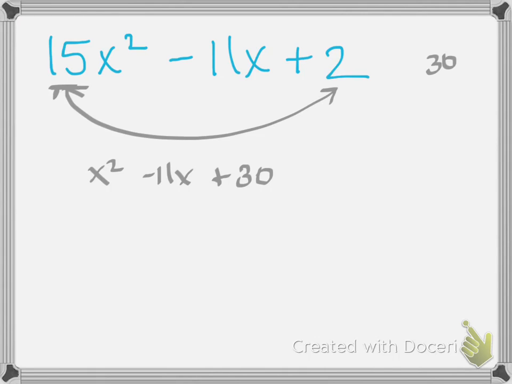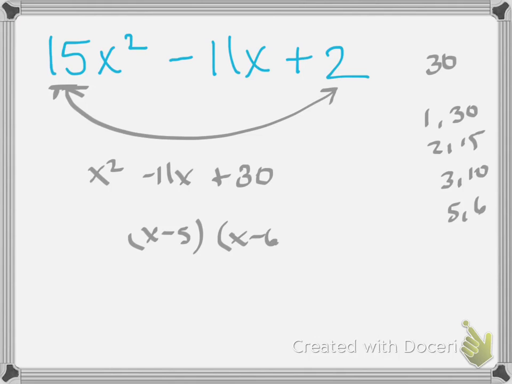Alright, in my head I'm thinking 1 and 30, 2 and 15, 3 and 10, and I think I got it, 5 and 6. Took me a second. 5 and 6 gives me 11, but since I'm looking for a negative 11, I must need a negative 5 and a negative 6, okay? And so that may be one of the ones that's a little bit more difficult for y'all to get. A negative 5 times a negative 6 is a positive 30, and they add together to give you negative 11.